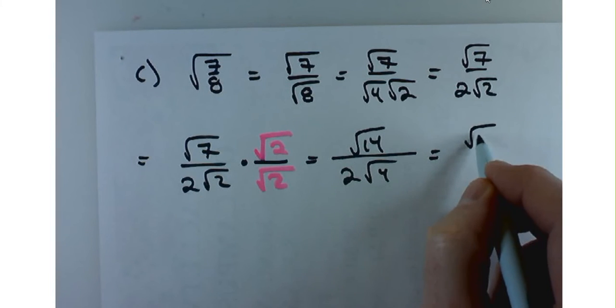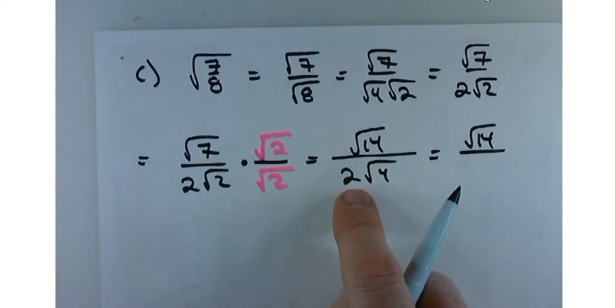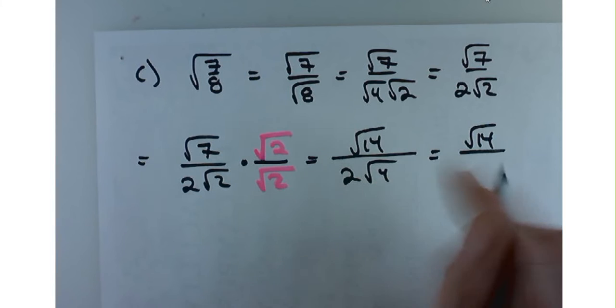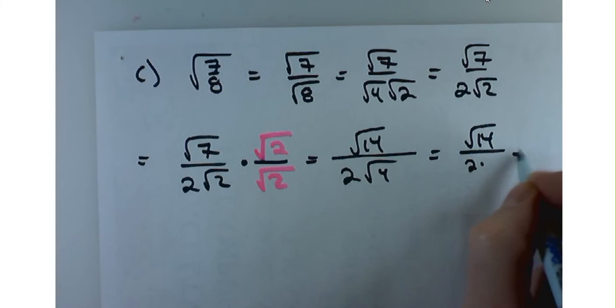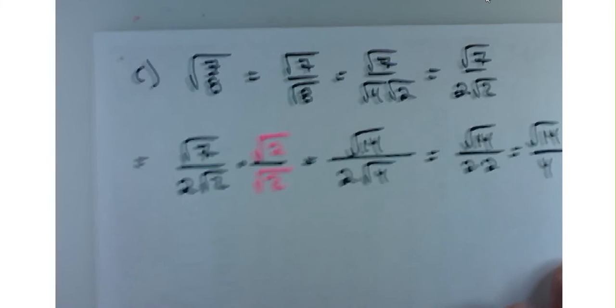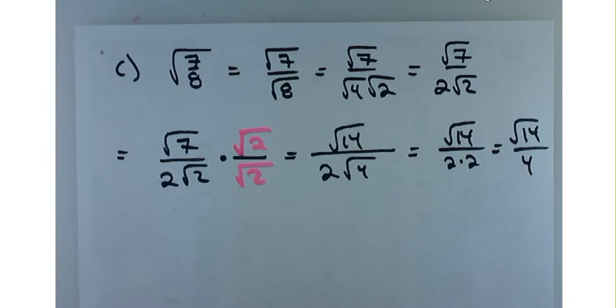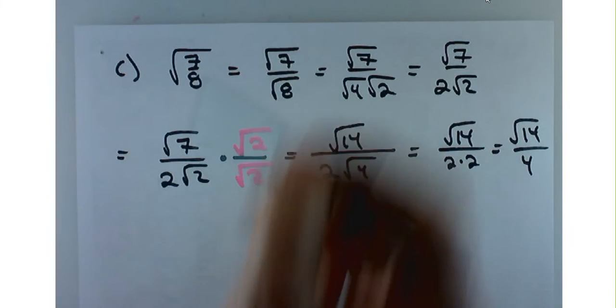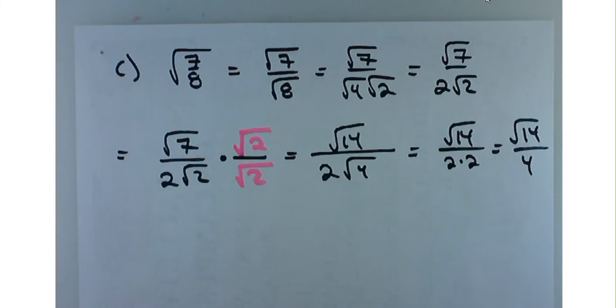So square root of 14 over 2 times what? Somebody help me out with the square root of 4? I don't have my calculator handy. 2. Thank you. So you should end up with a square root of 14 over 4. That should be equivalent to square root of 7 over 8.